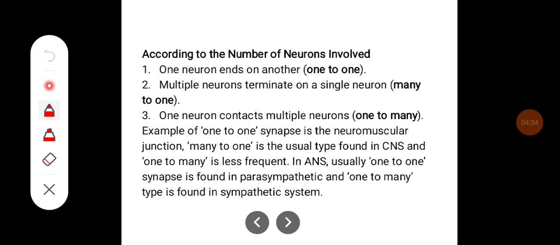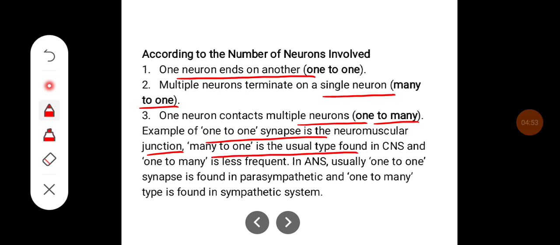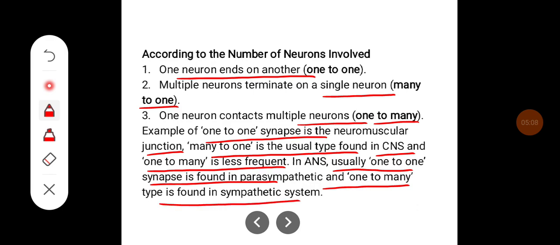According to the number of neurons involved, the one neuron ends on another, that is 1 to 1. Multiple neurons terminate on a single neuron, many to 1. The one neuron contacts multiple neurons, that is 1 to many. Example of 1 to 1 synapse is the neuromuscular junction. Many to 1, this is a usual type found in CNS, and 1 to many is less frequent. In autonomic nervous system, usually one-to-one synapse is found in the parasympathetic and one-to-many type is found in the sympathetic system.